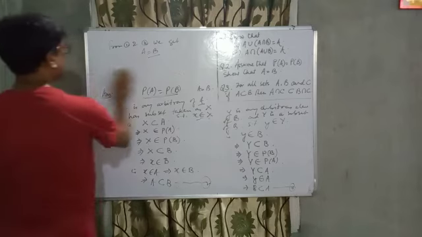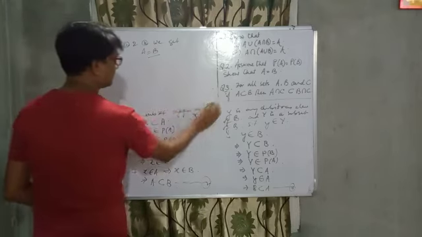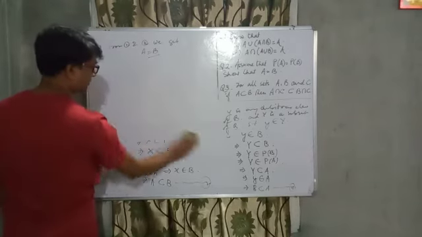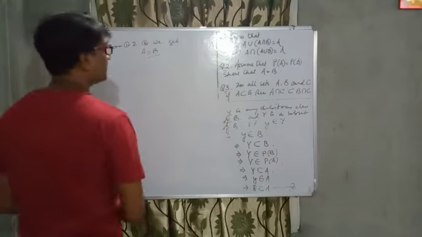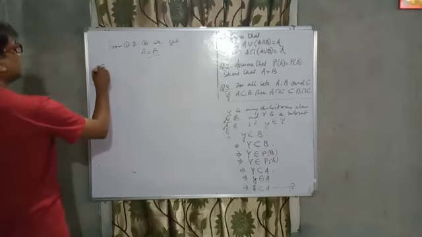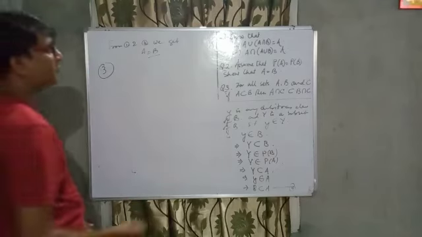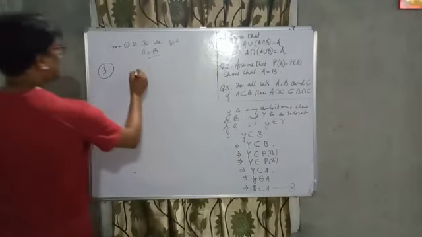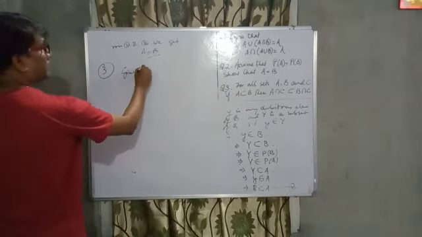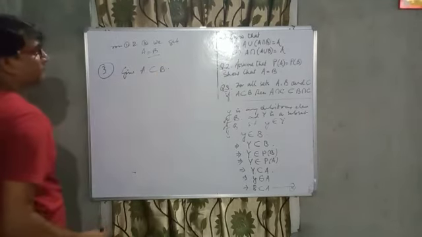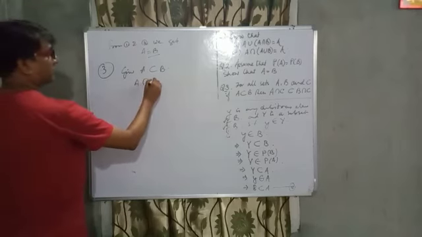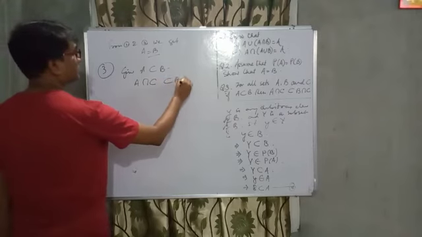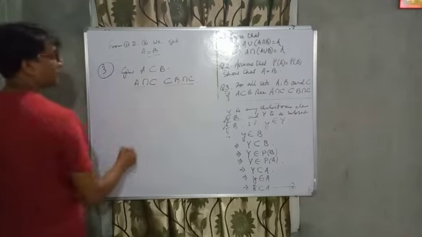Next, number 3. For all sets A, B, C, given A is subset of B, we have to show, what do we have to show? A intersection C is subset of B intersection C. That we need to show.